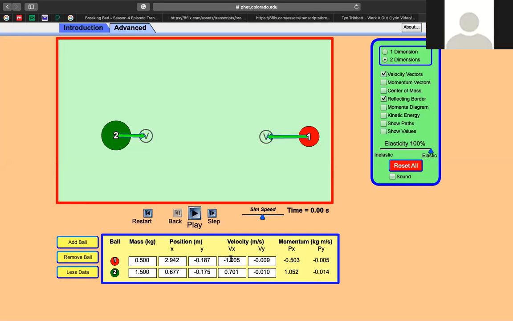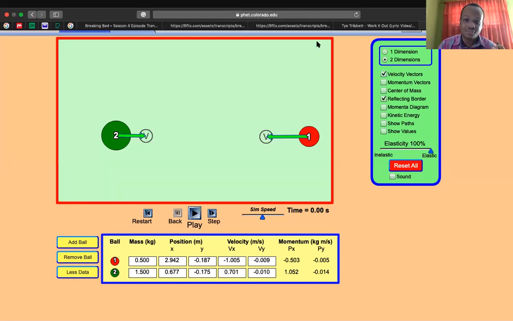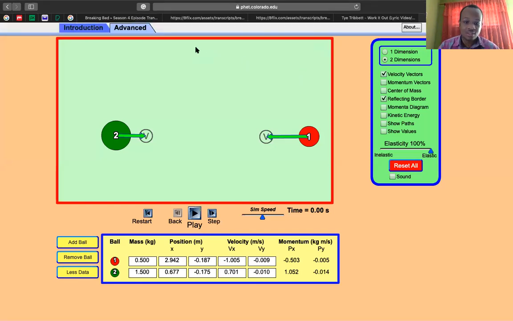It has more mass. This one has a mass of 0.5, but then the 2 has 1.5. That's a lot more mass. All right, we're focusing on the momentum for 1 now. Let's look at the change in momentum after the collision. So let's go ahead.